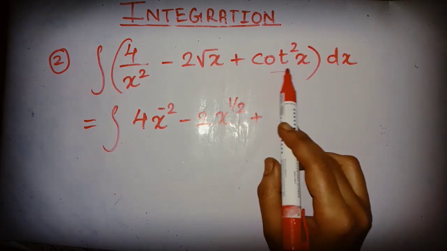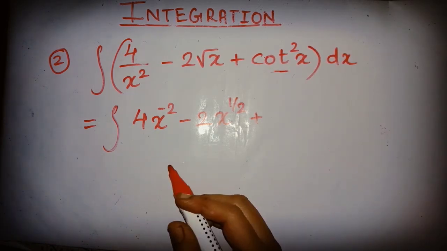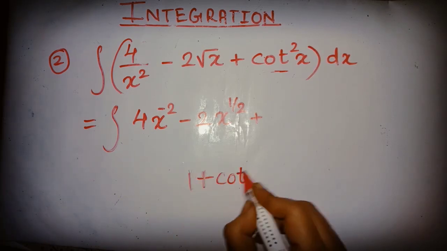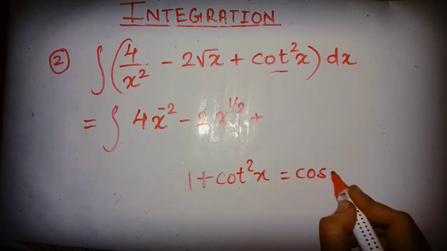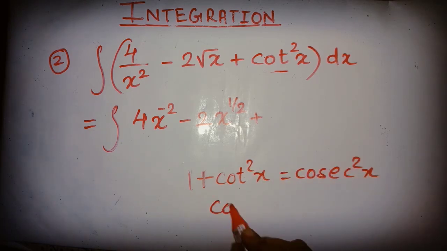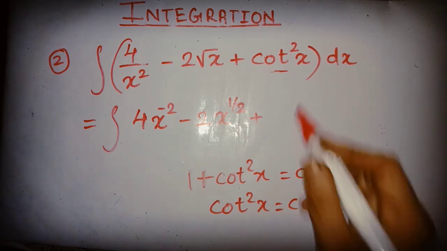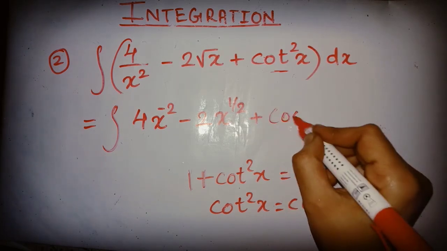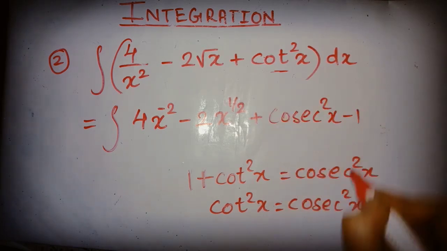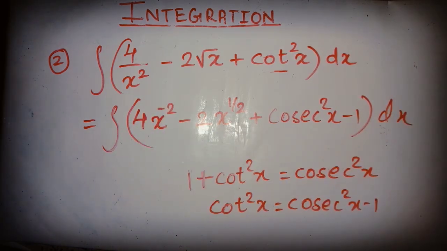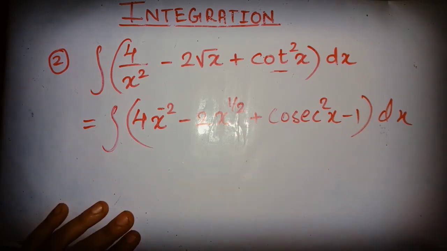So close to this is cosec, right? We know that 1 plus cot square x is cosec square x, correct? So we can write cot square x as cosec square x minus 1, and we know the integral of cosec square x. So we can write cot square x as cosec square x minus 1, dx.